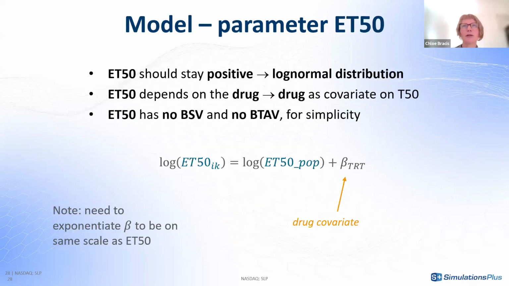Lastly, we have our parameter ET50. ET50, this is the time until 50% efficacy, so this needs to be positive, so we'll use a log normal distribution. We do think that this could depend on the drug, so we'll include drug as a covariate. And for simplicity, we're not going to include between study variability or between treatment arm variability.